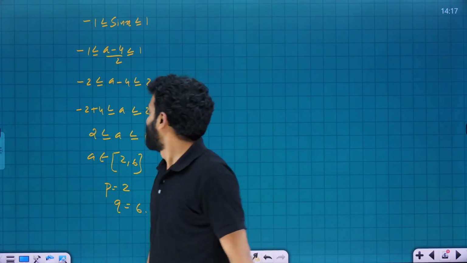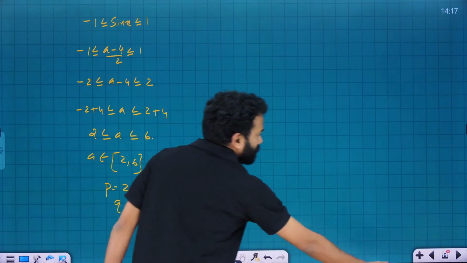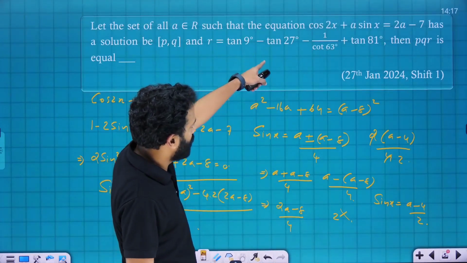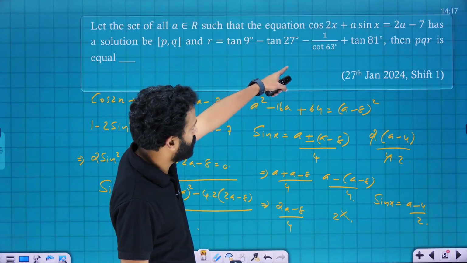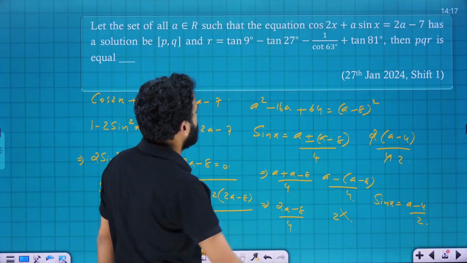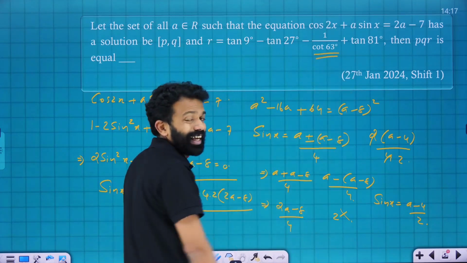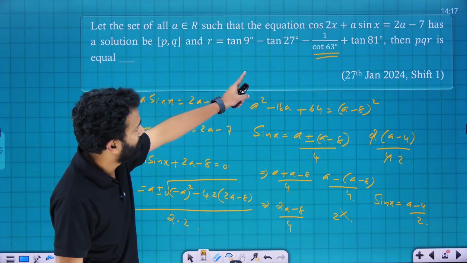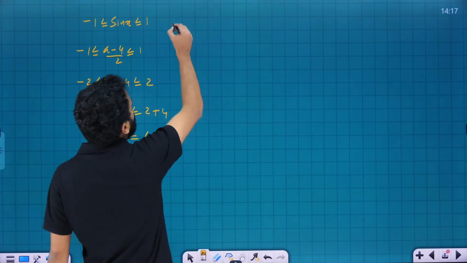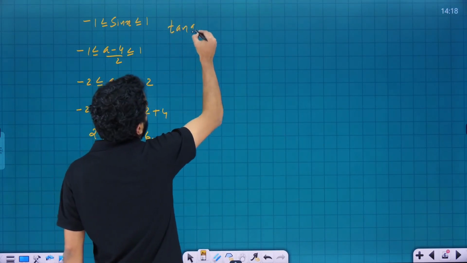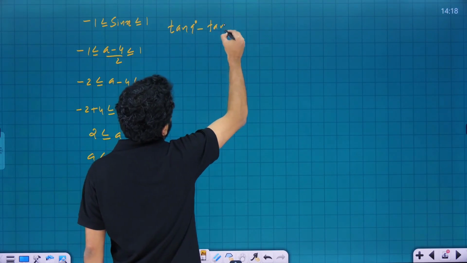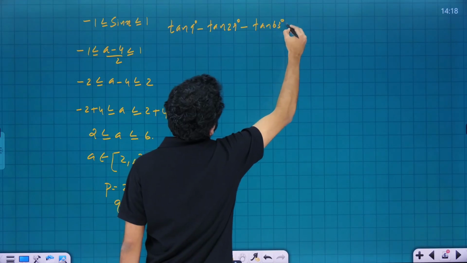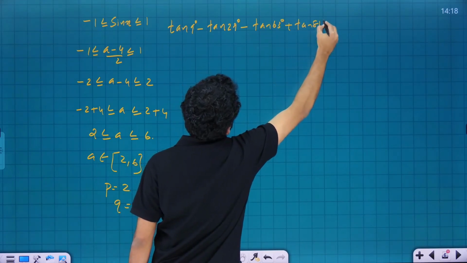The next part. What was the question again? R is equal to tan 9 degree minus tan 27 degree minus 1 by cot 63 degree plus tan 81 degree. See, 1 by cot 63 degree is tan 63 degree. I'm going to rewrite it like that: 9, 27, 63, 81. That is tan 9 degree minus tan 27 degree minus tan 63 degree plus tan 81 degree.